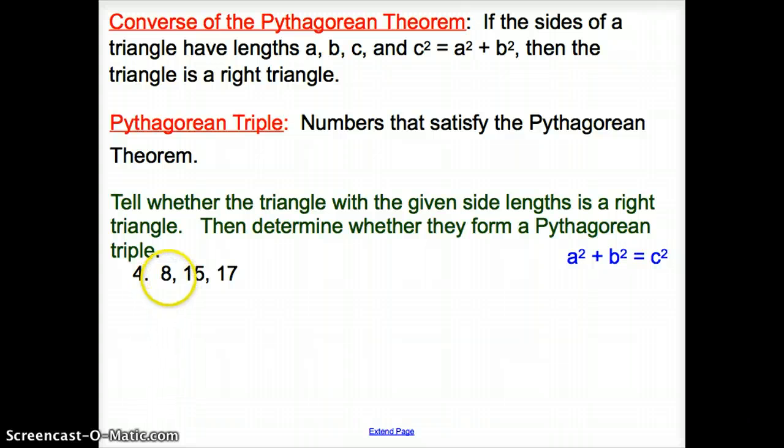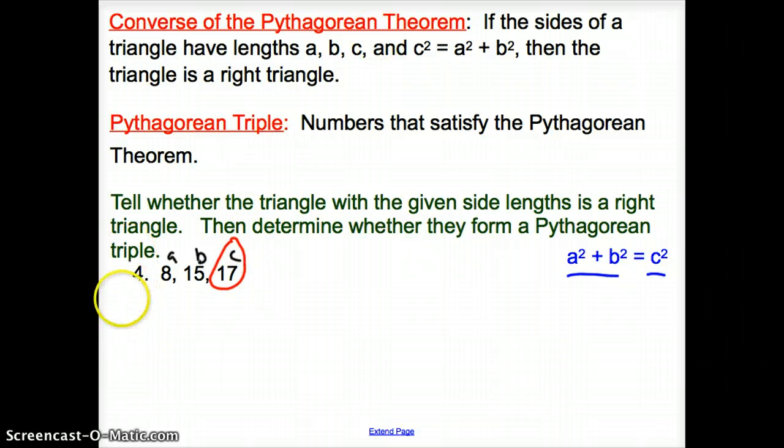What we're going to do with these numbers is just plug them in here. If this side equals that side, then we know that it is a right triangle and whether it is a Pythagorean triple. So let's go ahead and try it. We have an A, we have the B, and the biggest number, ladies and gentlemen, will always be your C. Again, I repeat, the biggest number will always be your C.